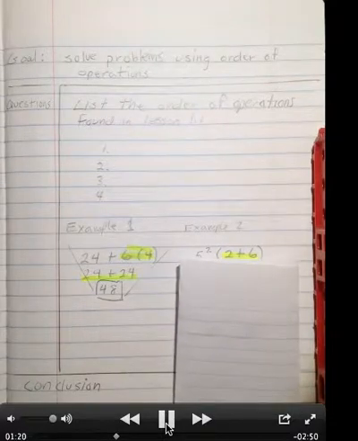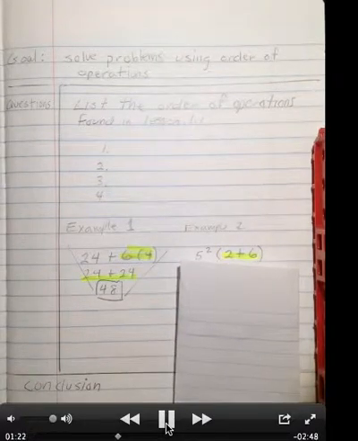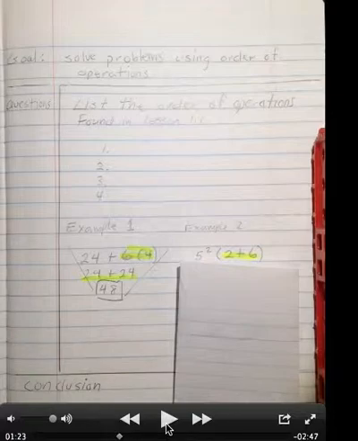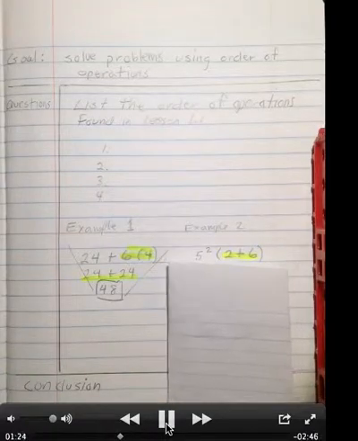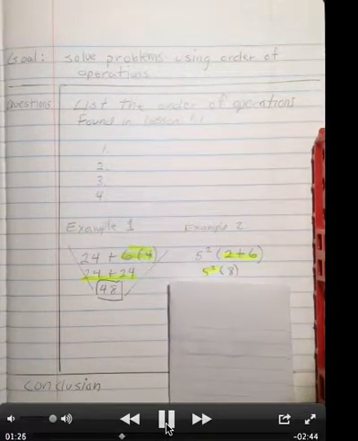Example 2 is 5 squared times parentheses 2 plus 6, and I've highlighted 2 plus 6 because that's in grouping symbols, and that's what we do first. 2 plus 6 is 8.